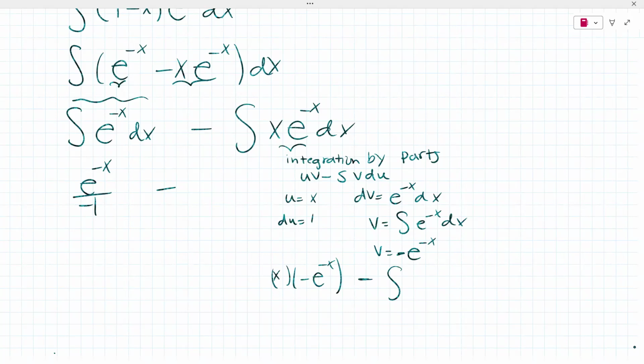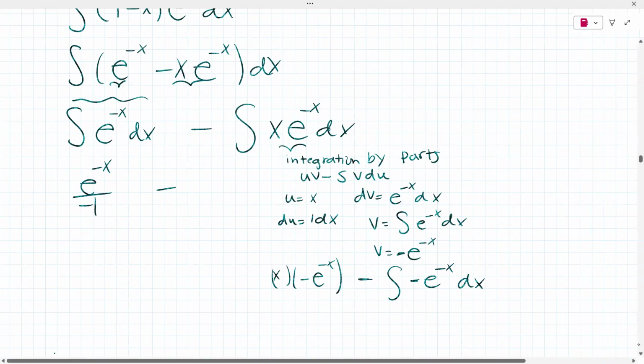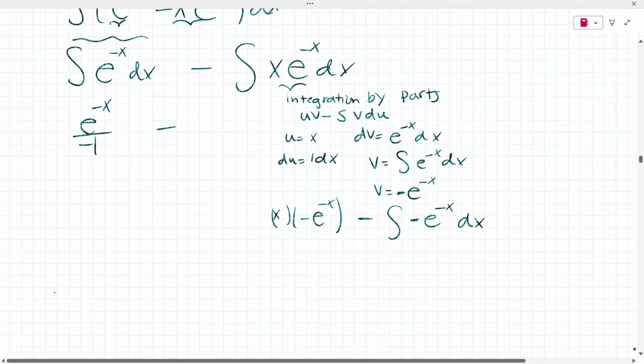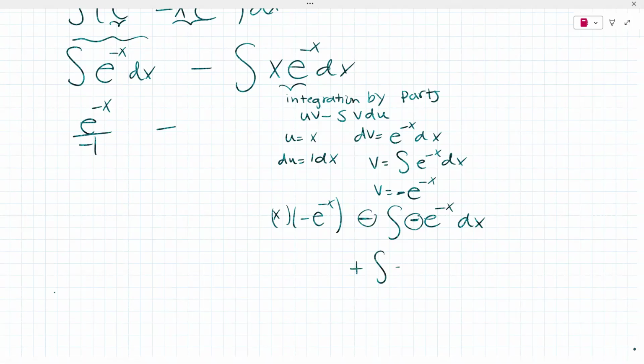So v is negative e to the negative x, and du is 1 dx, right? The derivative of u is 1 dx. So it's minus v du, and du is dx. So you can kind of clean this up. Over here, you have a minus, and then you have a minus, now that becomes positive. So it's e to the negative x dx.